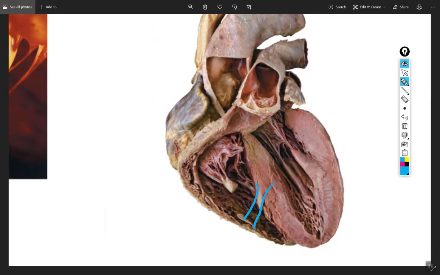So in the next video, I will show you a little bit more about the valves. But in the meantime, if you're curious about the valves, I do go into detail on those in the lecture PowerPoint. So have a look there, and you should be able to see the cusp differences and the differences in how they fill with blood from the semilunar valve perspective, or how the tendinous cords hold them shut from the AV valve perspective.